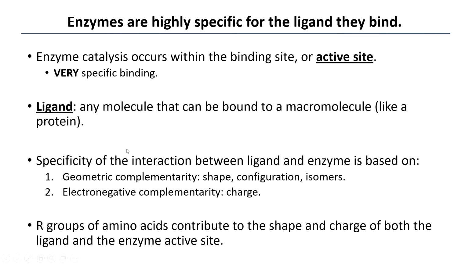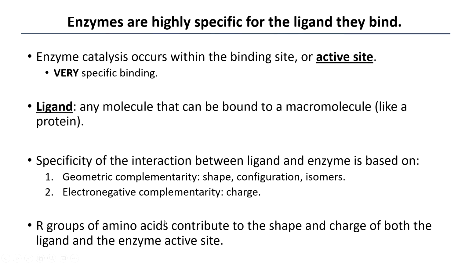The specificity of the interaction between the ligand, or the substrate, and its enzyme is based on its ability to fit in the active site properly. So it has to have geometric complementarity to the active site, like a jigsaw puzzle. And it also has to fit in there based on its charge. And so there has to be an electronegative complementarity too. If the substrate is positively charged, then the active site should be negatively charged for them to fit properly.